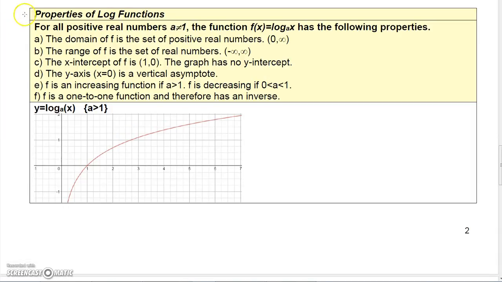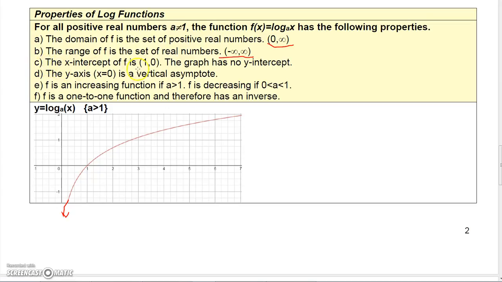Now, the properties of log functions basically say that the domain of your log function is the set of all positive real numbers. Notice that this function never touches, it gets close, but it never touches the y-axis. So the domain is all positive real numbers, everything to the right of the y-axis. The range, of course, the y value can be anything. So the y value is all real numbers.